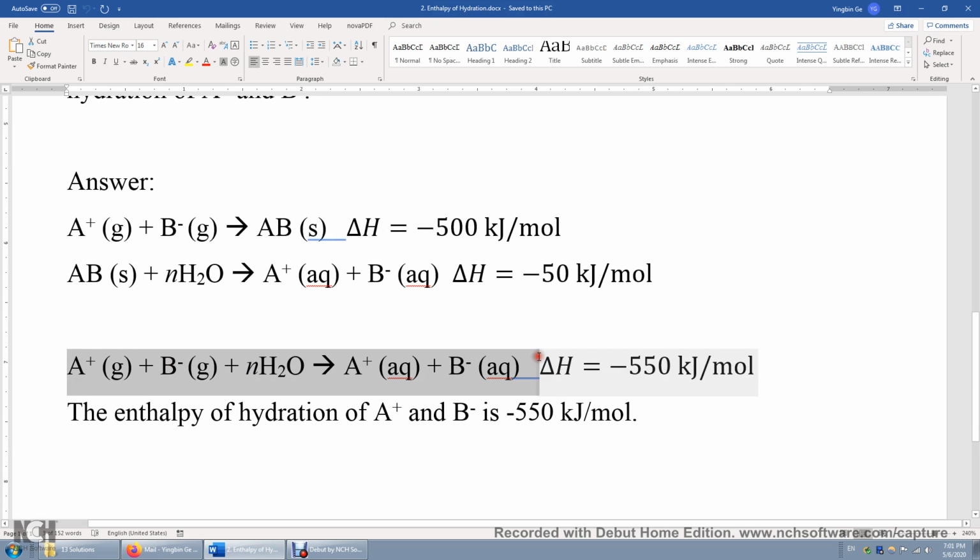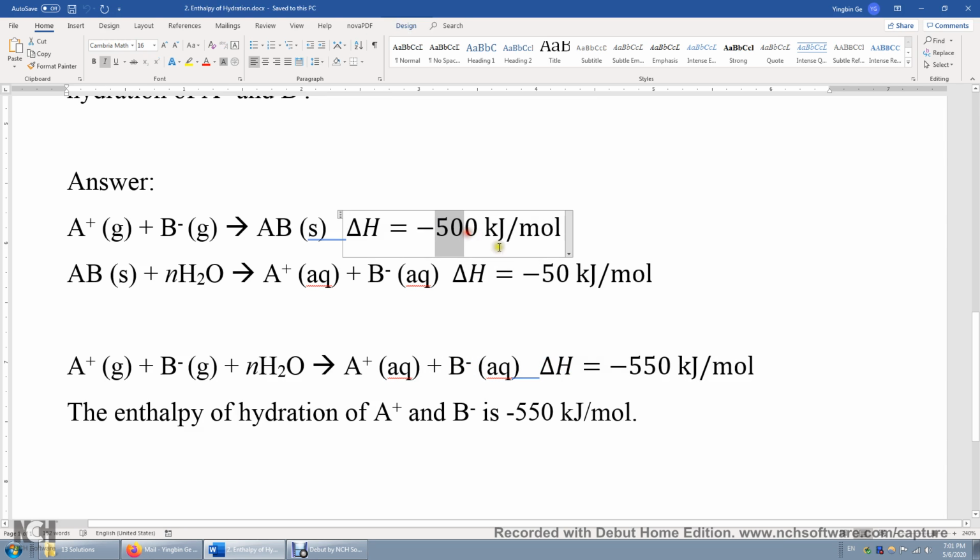We get this new reaction, A+ and B- react with water molecules. The result is this. A+ is surrounded by water molecules. It's solvated by water molecules. Similarly, B- is also solvated by water molecules. Overall, the enthalpy change is this number plus this number. The result is negative 550. Therefore, we say the enthalpy of hydration of A+ and B- is negative 550 kilojoule per mole.